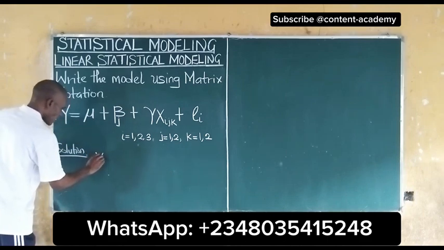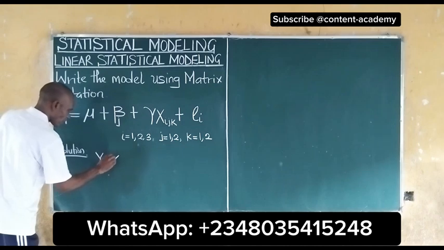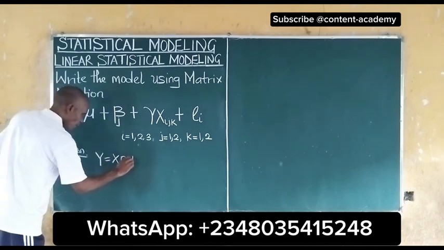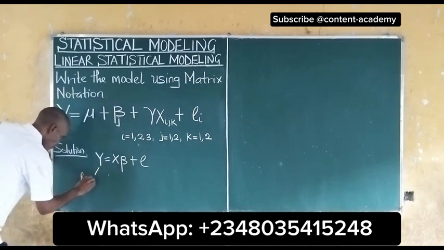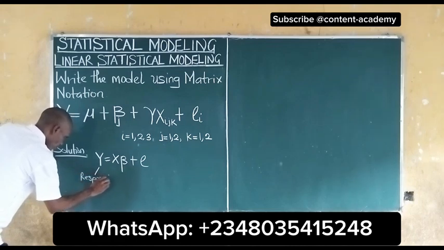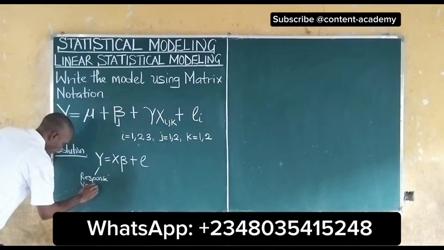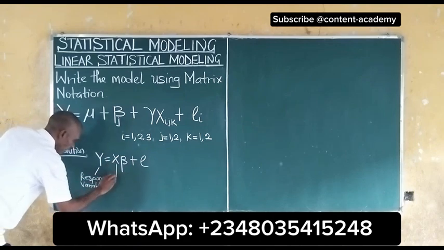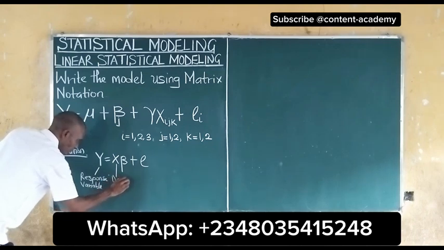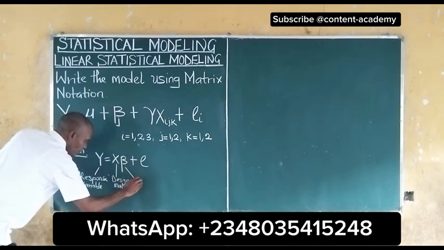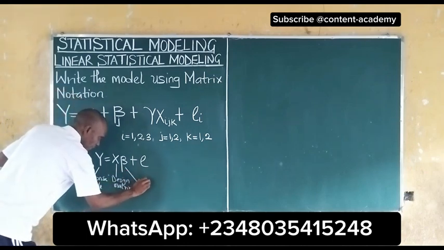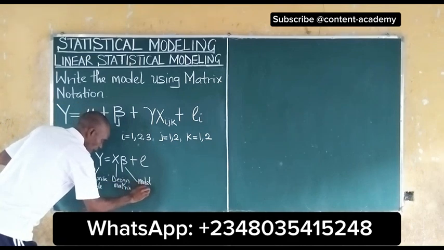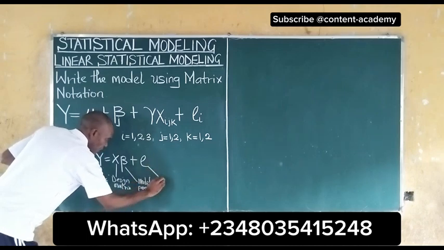The first thing we'll note is that our general linear regression model is written in this form, where our y is the response variable. We call it the response variable. The x is the design matrix. The b is our model parameter, and this is our error.